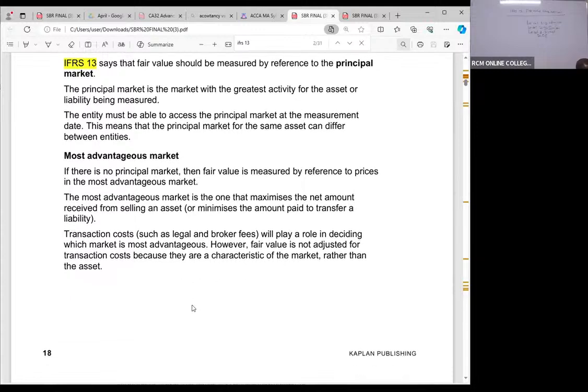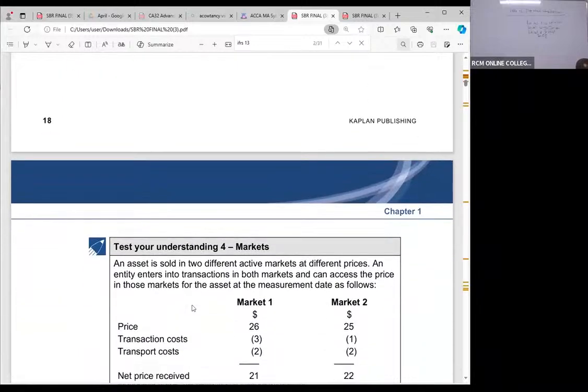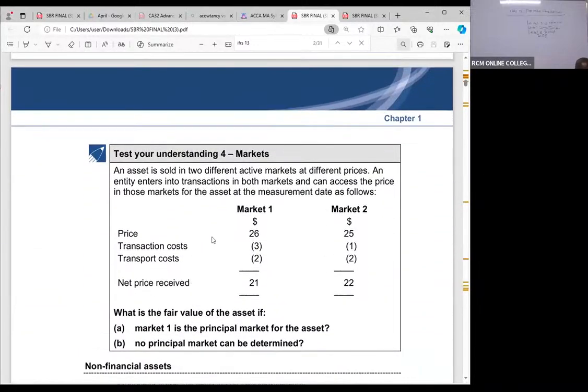For us to understand what we're talking about, we have this example. Test your understanding for markets. We have market 1 and market 2. An asset is sold in 2 different active markets at different prices. An entity enters into transactions in both markets and can access the price in those markets for the asset at the measurement date as follows. Price in market 1 is 26, transaction cost is 3, and then we have the transport cost of 2. Then we have the net price receivable. What is the fair value of the asset if market 1 is the principal market for the asset?